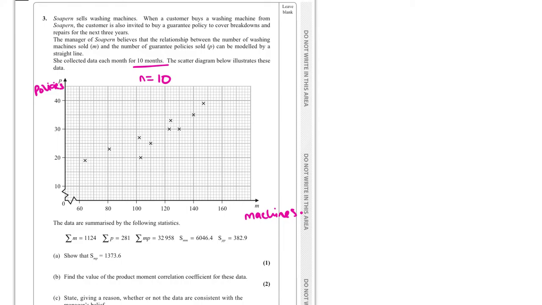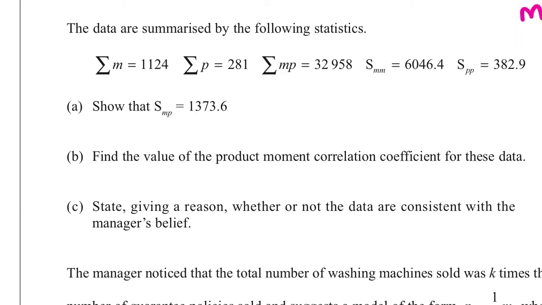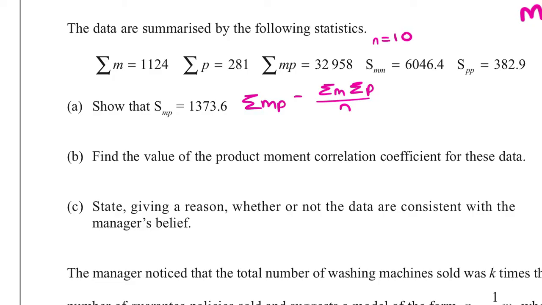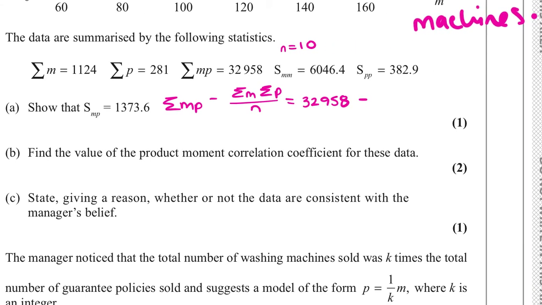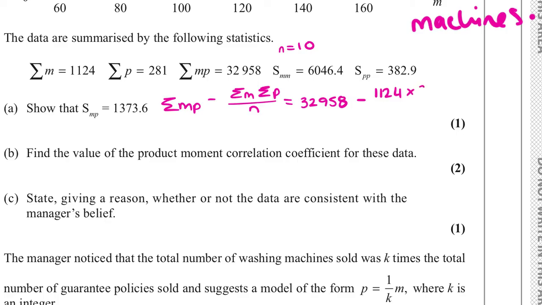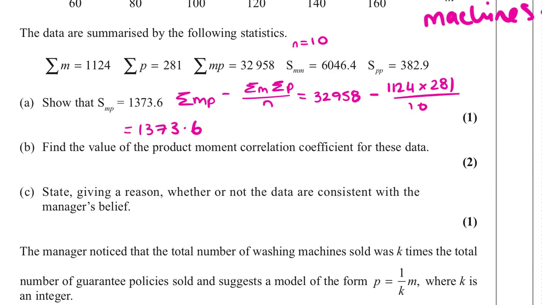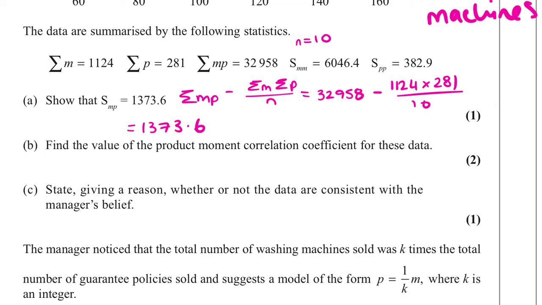Then we're given a bit of information, and it's asked us to show that S of MP. So we literally get given this. Oh, sorry, guys. Yawning. So S of MP is the sum of MP minus the sum of M multiplied by the sum of P, all over N. So it was really important that we figured out earlier that N is 10 months. Okay, so it says show that, so it's really simple. We're just going to write down what we know. 32,958 minus 1124 multiplied by 281 over 10. Okay, and I think it's going to give me this. Someone check it. You got 0. Let me see your work. Yeah? Perfect. Yeah, it says show that.